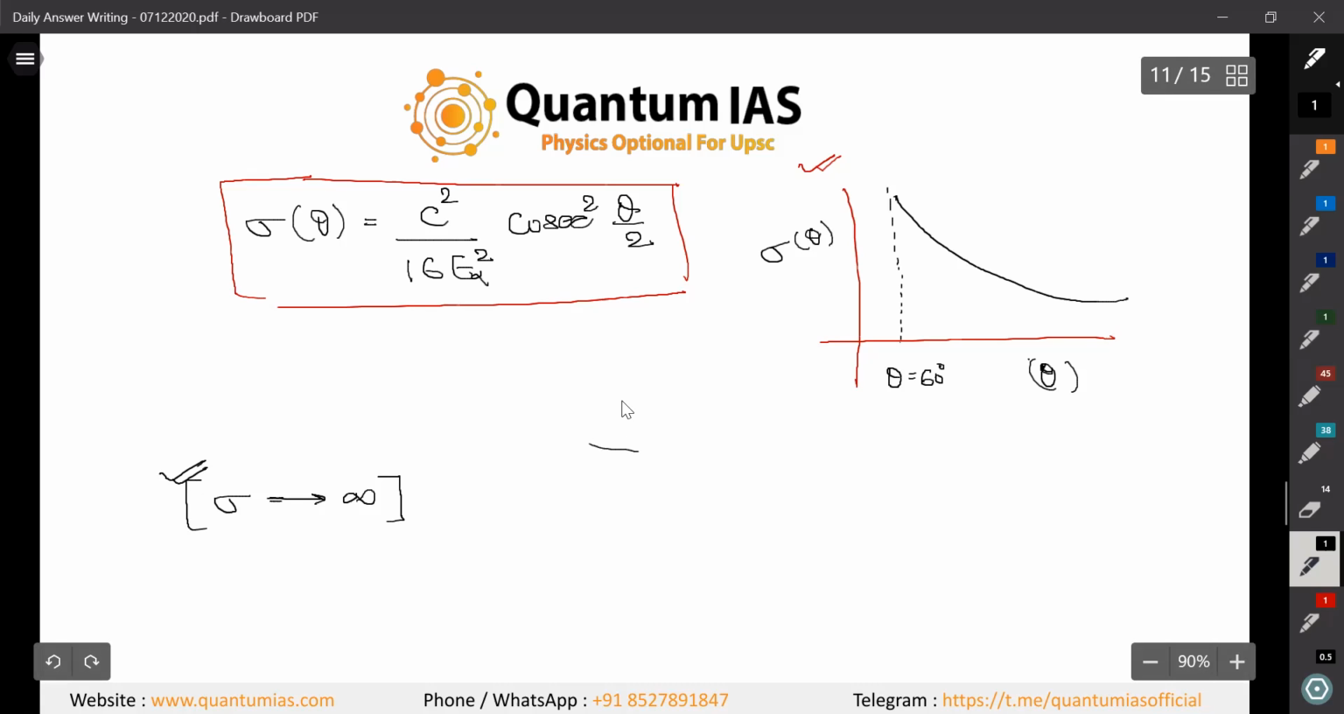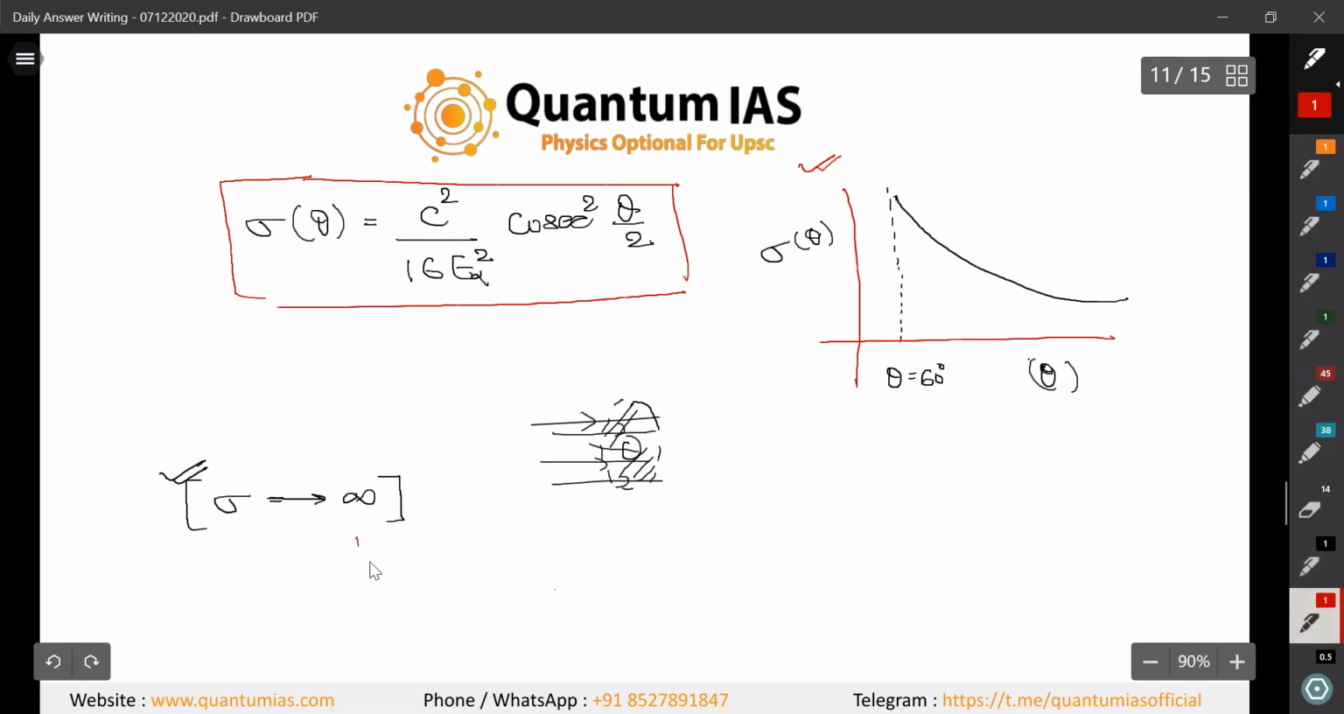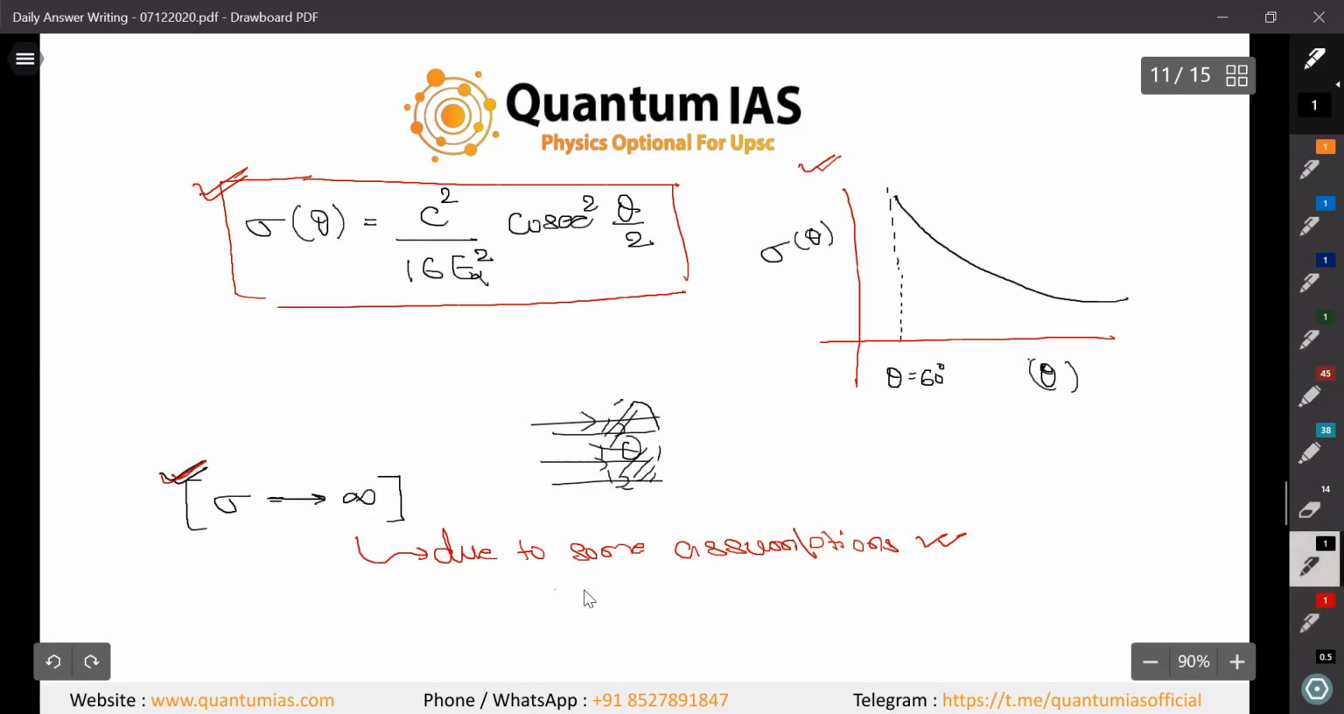Total cross-section area means, if the target is here, how much area the target is providing for the scattering, right? So infinite makes no sense, right? Because why infinite? If you can see that we have taken some assumptions, and it is due to some assumption, and that should be your conclusion, right? That should be the conclusion of this answer, that we got the differential cross section area like this, and the total cross section will be infinite, and it was due to some assumption that we missed.